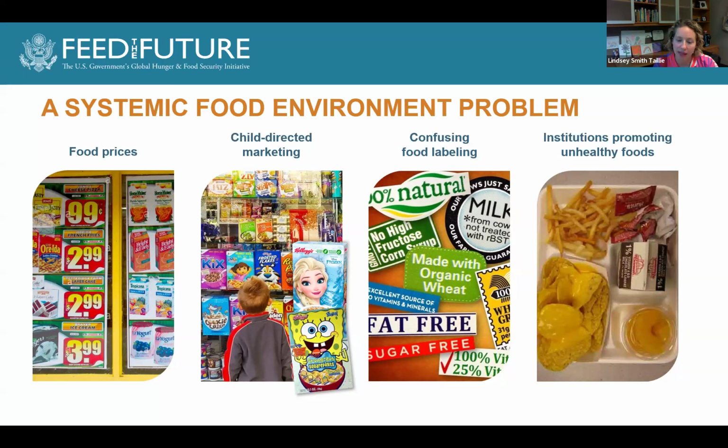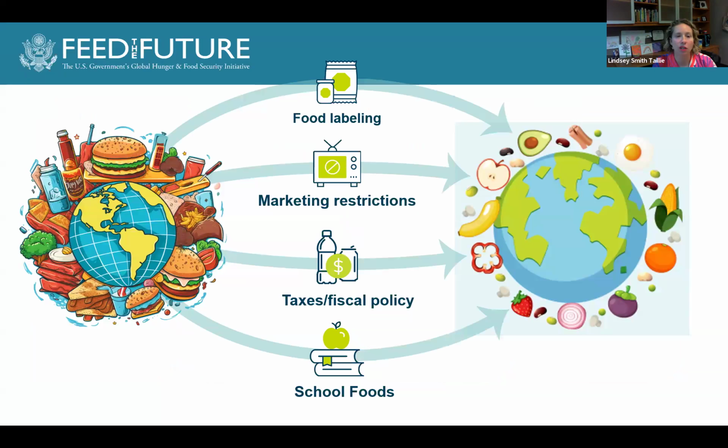And then lastly, we think about, well, what are the institutions that we're going to school, where we're working, our hospitals, what kinds of foods are they serving people? In many places around the world, a lot of those foods are unhealthy too. And so coming from that food environment problem perspective, our goal is really to use food policy to change these food environments and create healthier diets.